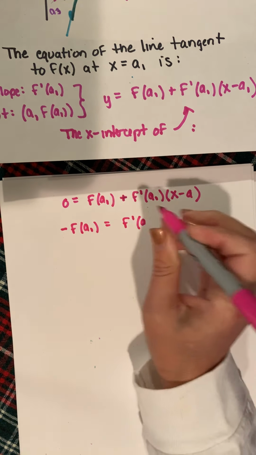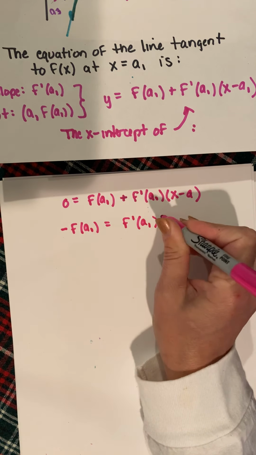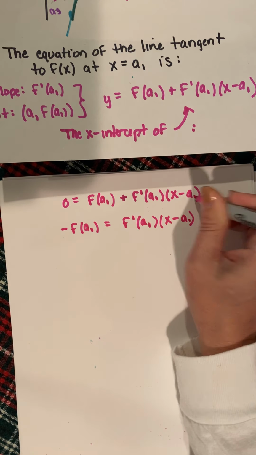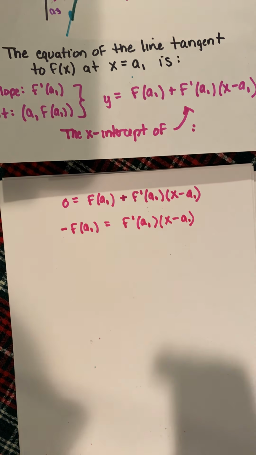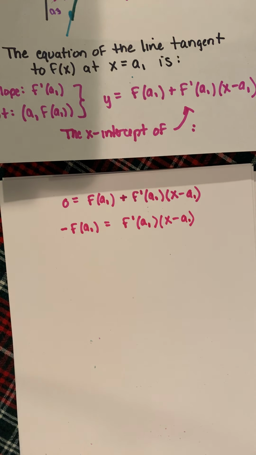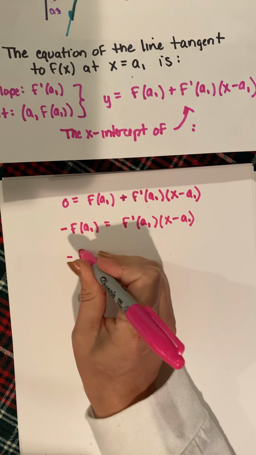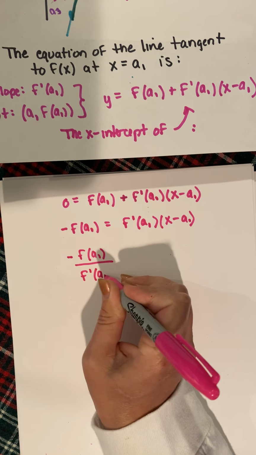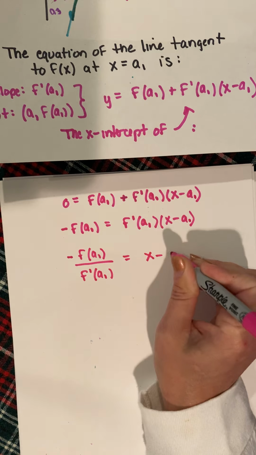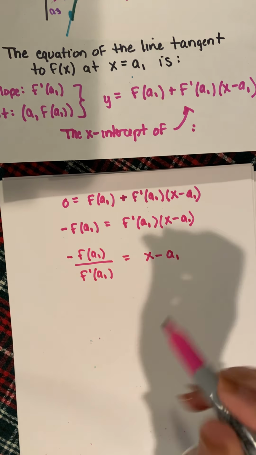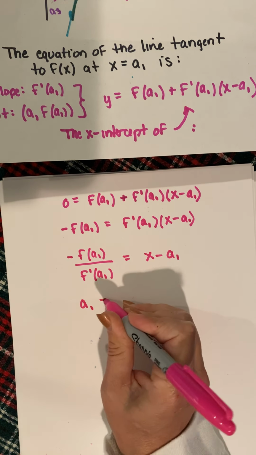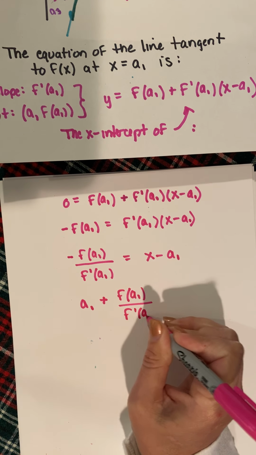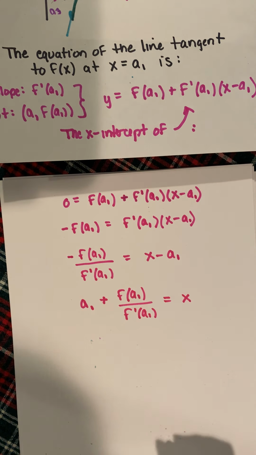So negative f of a1 equals the derivative at a1 times x minus a1. Whoops, don't forget that, there we go. I'm going to divide out the derivative. So we have negative f of a1 all over f prime of a1 equals x minus a1. Now we're so close, I'm just going to add a1 to both sides. So a1 plus the function evaluated at a1 all over the derivative at a1 is going to be the x-intercept.